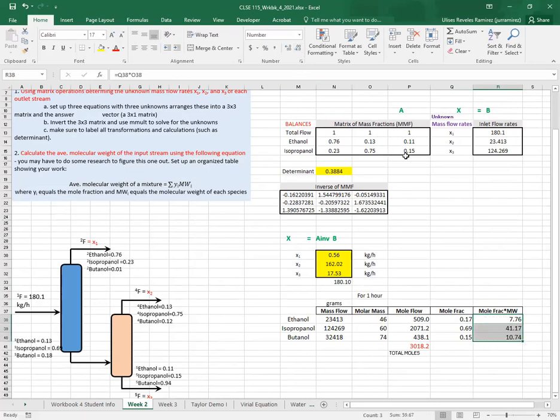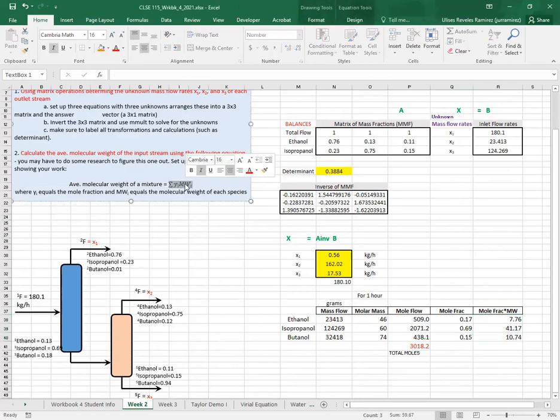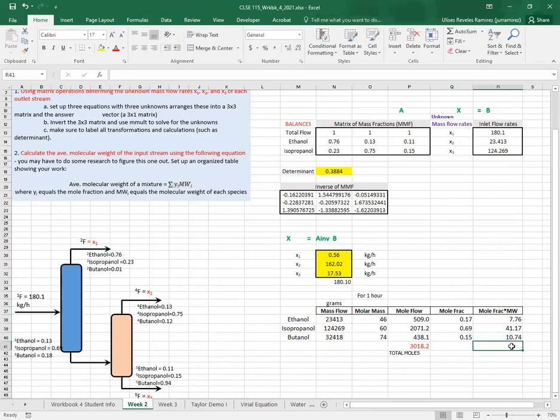Okay, and if I add these three, because you remember that each of these is the mole fraction times molar mass of that component, if I add them up, I get my final answer, which is this one. So this will be my final answer, the average molar weight in the inlet, in grams per mole. Average molar weight, right?